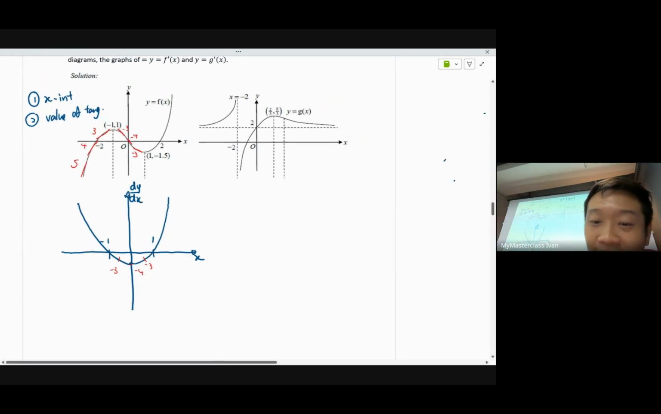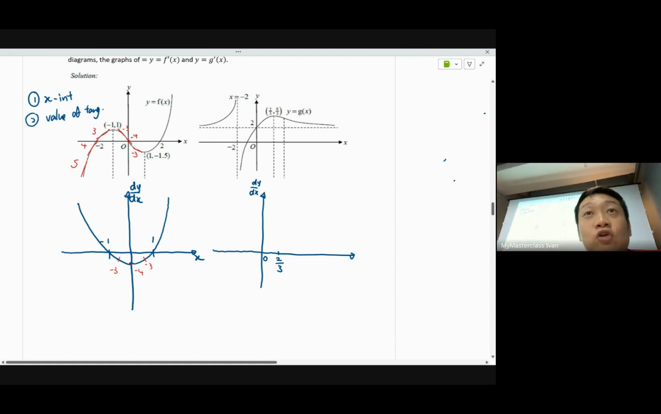You will do a few examples, and then by the time the exam comes, you all forget everything already. Okay, number 1. First thing, what do you do? Stationary point becomes x-intercept. So where is the x-intercept? 2/3. The y, don't care about it. Next thing, vertical asymptote. Any change with the vertical asymptote? No, so the vertical asymptote still remains, dotted, over here.